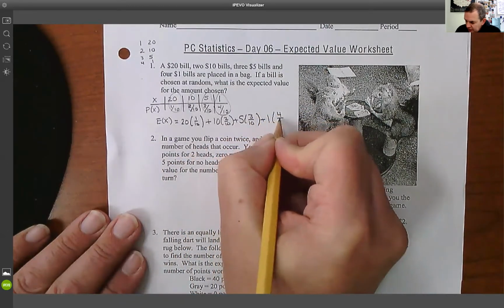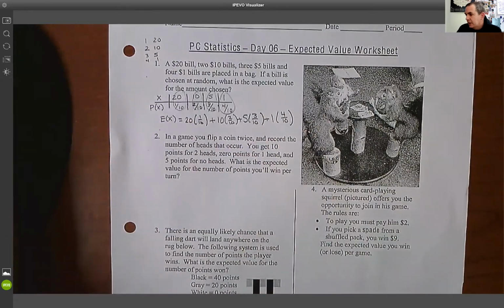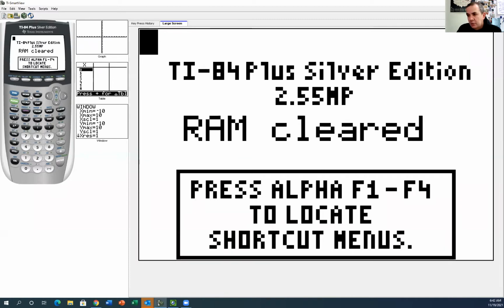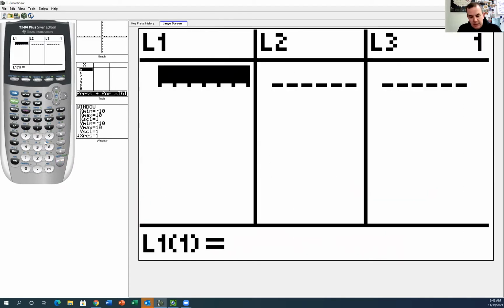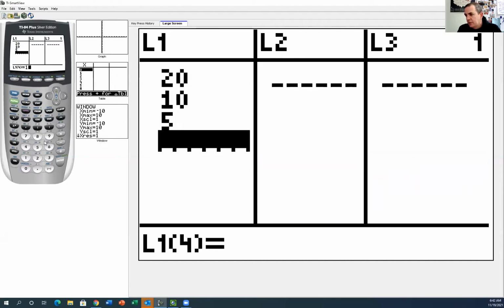Now here's the deal. I want you to do this in your calculator. It's going to be a lot easier. So I'm going to jump over to the calculator. The way we do this is we're going to clear the calculator. So second plus 7, 1, 2. And I'm going to show the screen here. We hit the stat button, go to edit, and put our outcomes into L1. So our outcomes are 20, 10, 5, and 1.